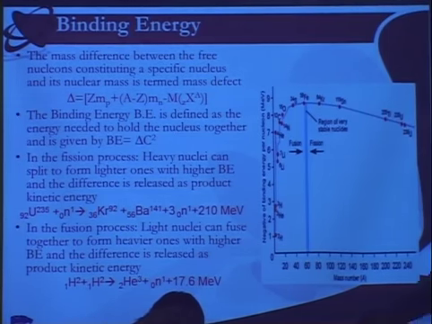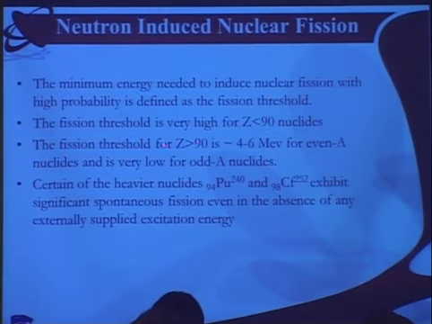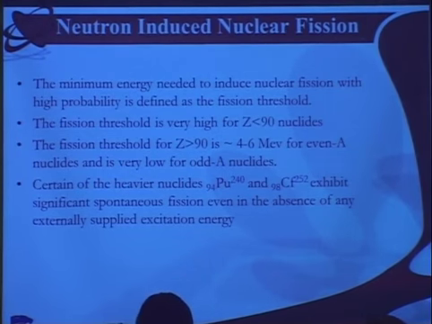Now, if Z is bigger than 90, usually for even mass number, you need 4 to 5 MeV. But for odd mass number, you need very low energy. And this is what we will discuss here in the next slide.